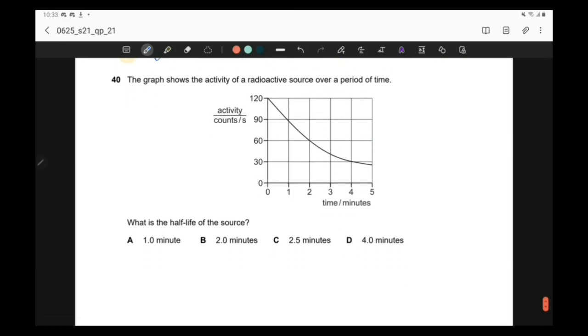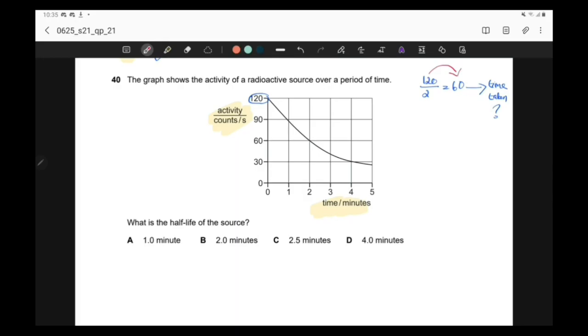Question 40. The graph shows the activity of a radioactive source over a period of time. So the activity and time graph is shown. What is the half-life of the source? Half-life is the time taken for its activity to reduce to exactly half. Initially its activity is 120. Now half of 120 is 60. So we need to check the time taken for its activity to reduce from 120 to 60.